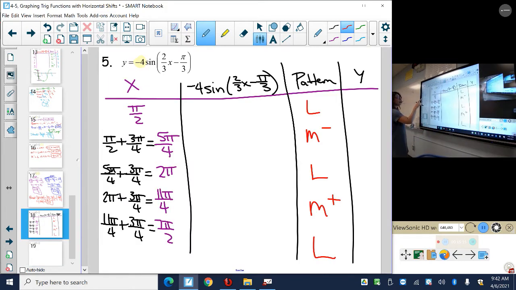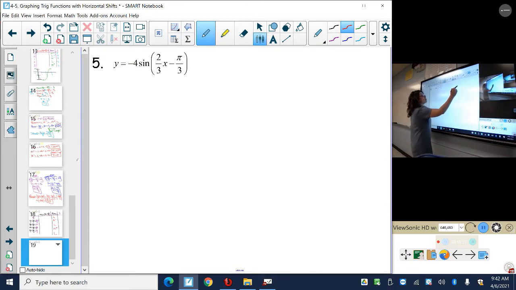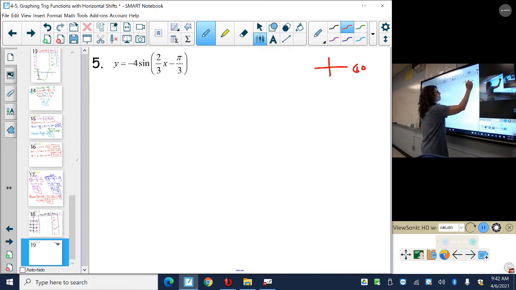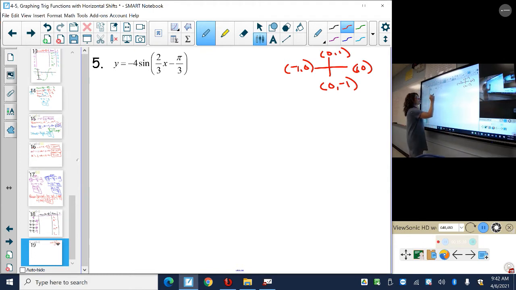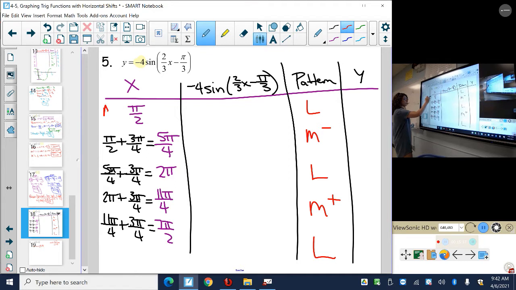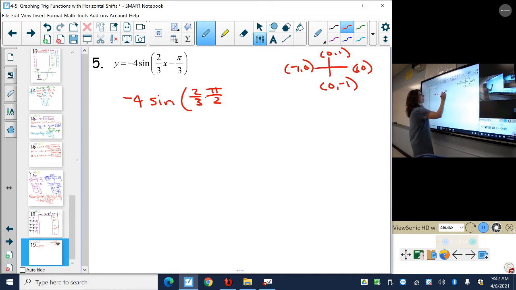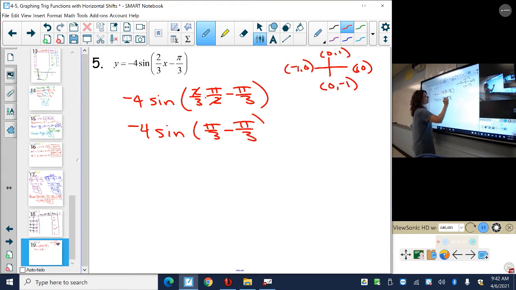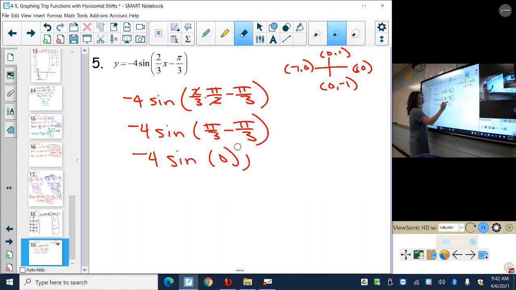So the very first number we're plugging in is going to be pi over 2. So I'm going to put my quadrants up here, 1, 0, 0, 1, negative 1, 0, and then 0, negative 1. Okay? So I'm going to simply plug in 2/3 times pi over 2, because that's what I'm starting with. I'm starting right here. And then minus pi over 3. The 2's cancel out. And I'm left with pi over 3 minus pi over 3, which gives you 0.